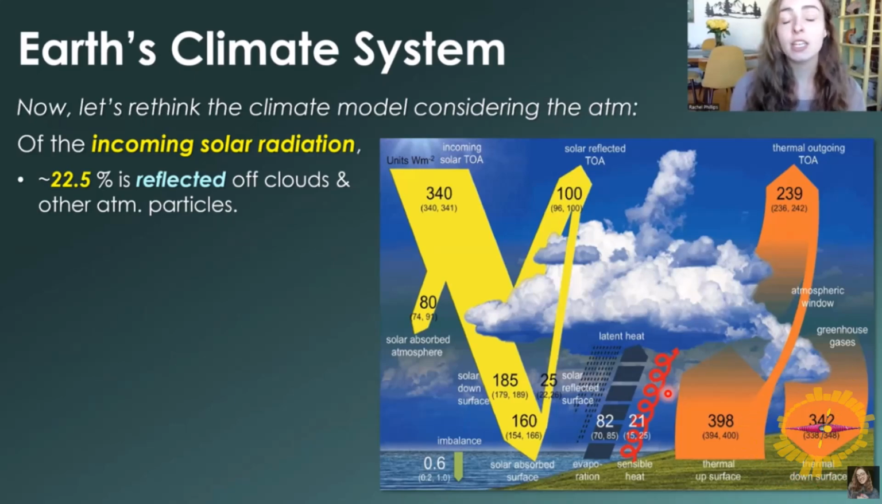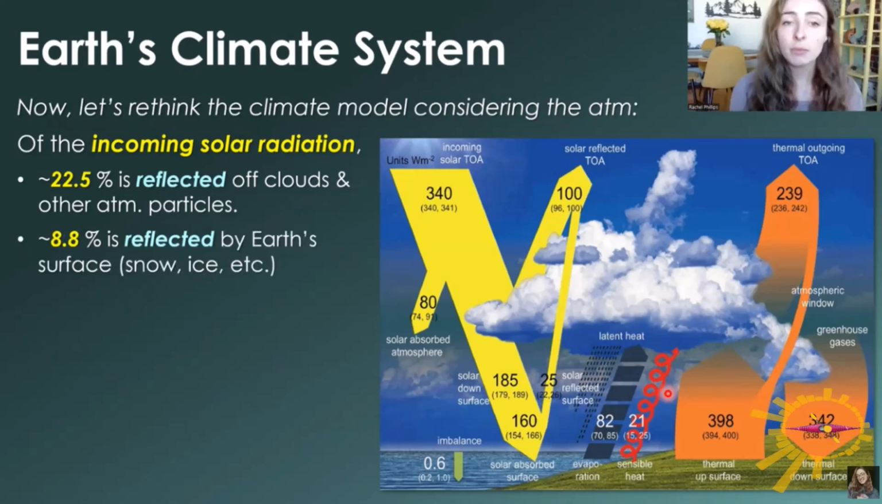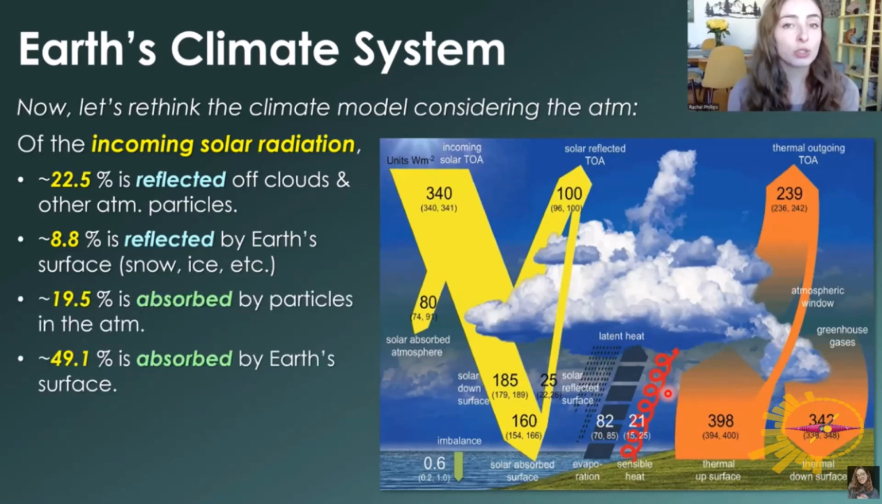It is reflected and decreased by these particles and cloud surfaces, and combined with the amount that's reflected from Earth's surface, like off of snow or ice caps, this makes up about 31% of the total input or incoming solar radiation that is reflected and doesn't even ever get absorbed by Earth to begin with. So it doesn't even go into the in versus out scenario because it's never absorbed and therefore never re-emitted as IR radiation. Then the remaining solar radiation input is absorbed either by particles in the atmosphere or by Earth's surface.